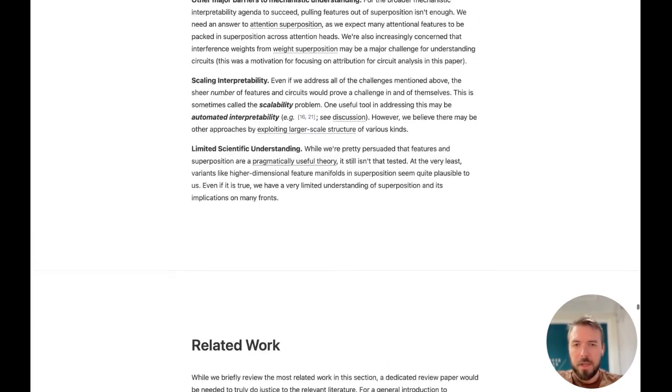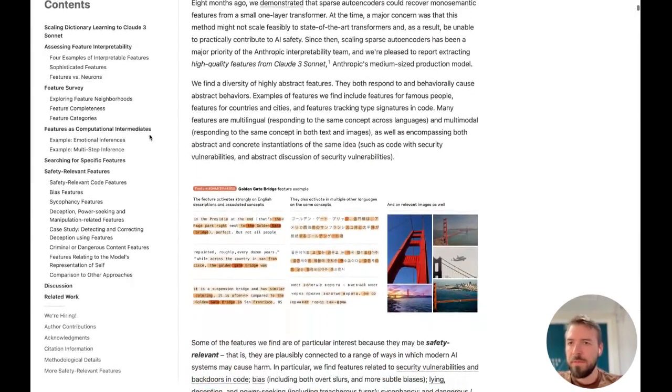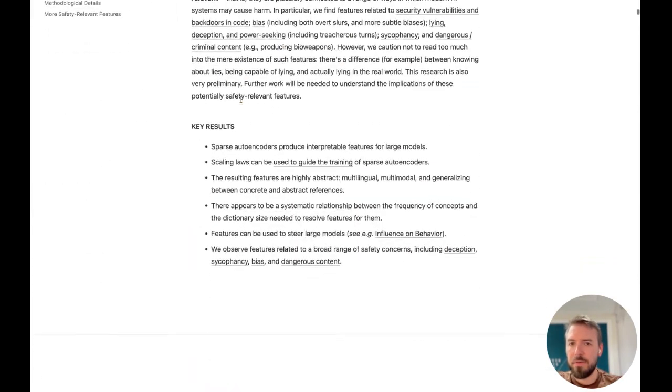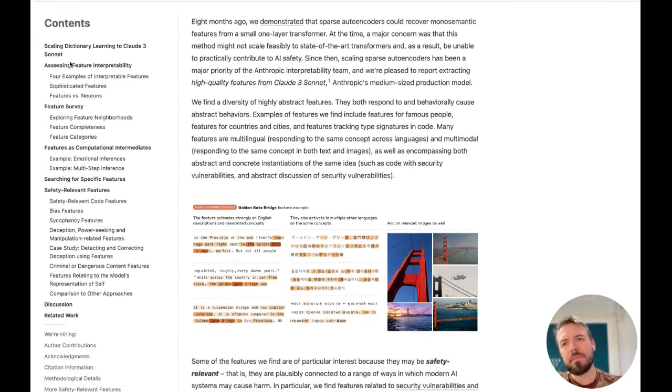Okay, cool. Let's go back to the beginning. And what should we start with? Scaling dictionary learning for Claude 3 Sonnet. That seems like something good to start with. Assessing ability, computational. Yeah, so let's start with this. Then we'll probably read the intro of this and this.